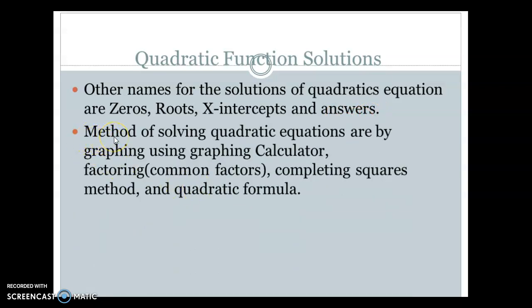We have a lot of methods of solving a quadratic equation. One of them is graphing using a graphing calculator. Factoring, whereby we are using the common factors of the given numbers. And then completing the square, that's also another method. And then the quadratic formula.